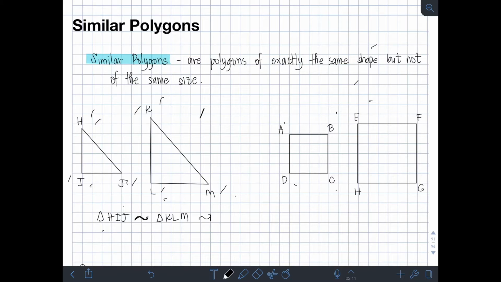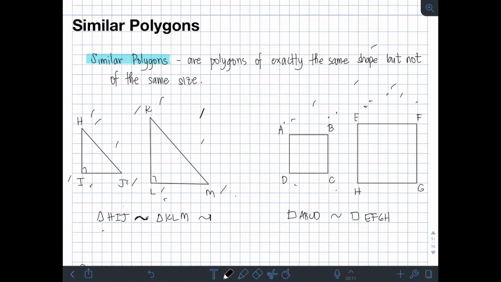Okay? So similar nga sila kasi kung mapansin nyo, similar shape sila, right? In particular, pareho silang right triangle. It's just that, magkaiba sila ng size. So mas maliit itong triangle HIJ kesa dito sa triangle KLM. Okay? Same din dito sa square natin. So, we have square ABCD similar to square EFGH. So, take note ulit doon sa mga corresponding vertices. So, similar sila kasi pareho silang square pero magkaiba sila ng size. So, mas maliit si square ABCD kay square EFGH.